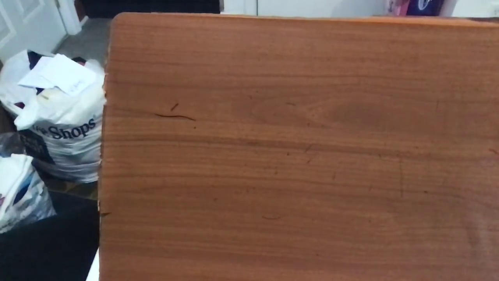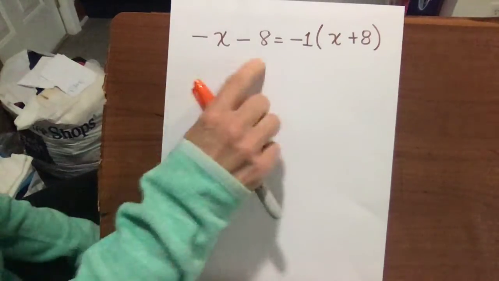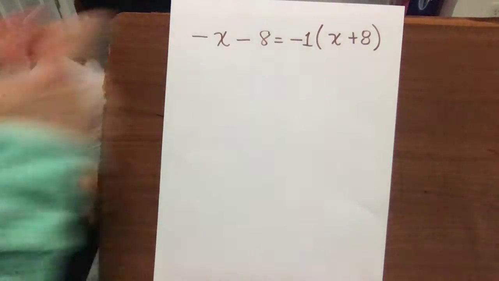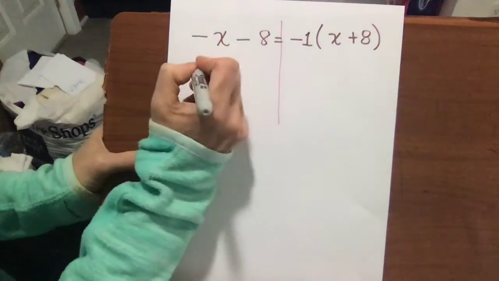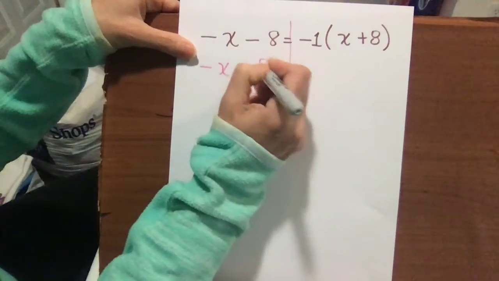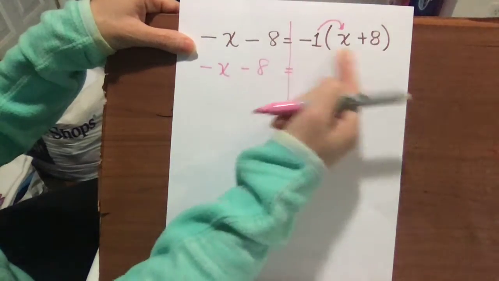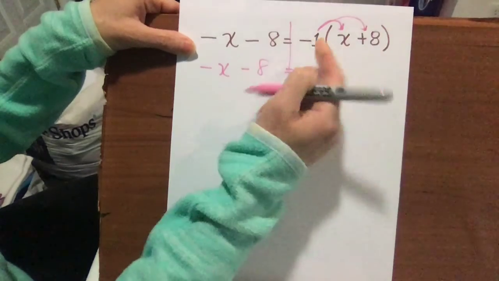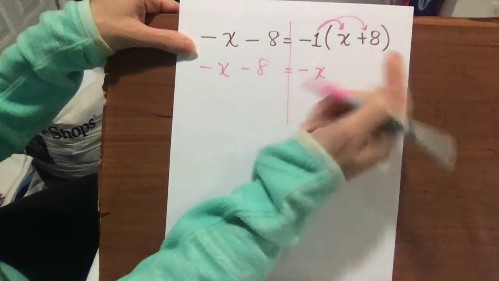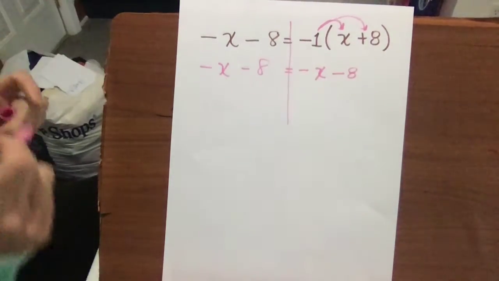All right, let's look at another example. Negative x minus 8 equals negative 1 times the quantity x plus 8. We can't do anything on this side of the equal sign, so we're going to rewrite it: negative x minus 8. But we can distribute the negative 1 to x, giving us negative 1x, or negative x. And we distribute the negative 1 times the 8. That's a positive 8, so it becomes a negative 8, because negative times positive is negative.